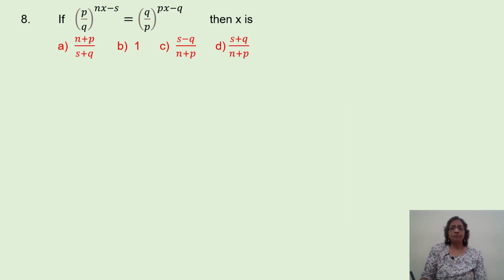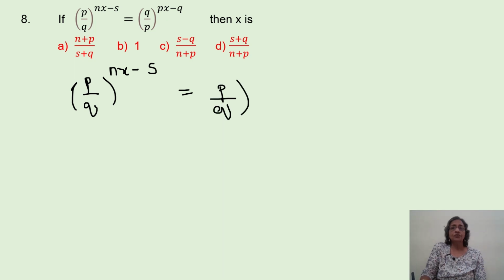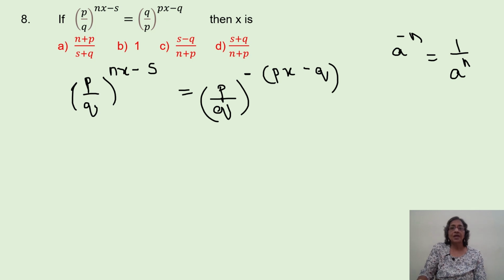When you look at this sum, the bases on the LHS and RHS are reciprocals of each other. So I am going to make the bases the same. And the reason for that is once the bases are the same, I can equate the index numbers. So I'm going to do this on my RHS. I'm going to make this as p upon q, so this will become negative (px minus q). The property that we are using, a raised to minus n is nothing but 1 upon a raised to n.